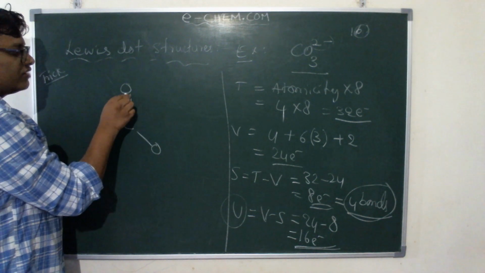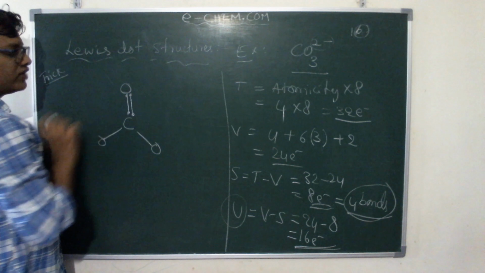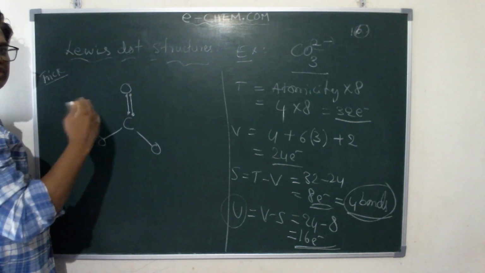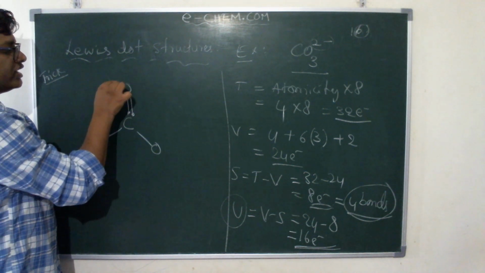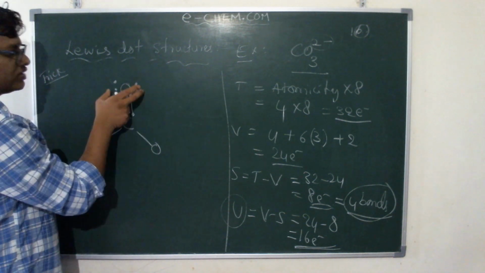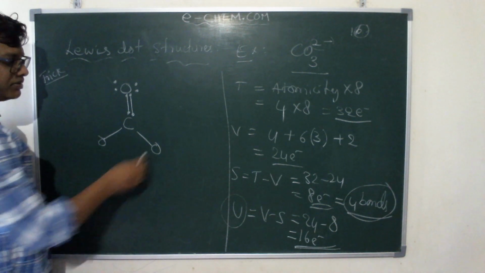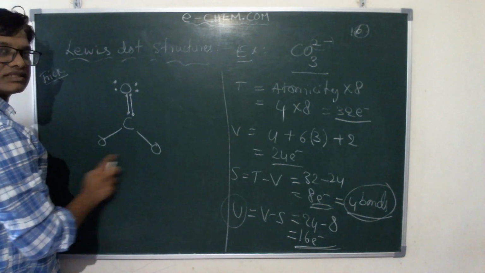So total number of electrons how many? Here 2 and then here 2. Total 4 electrons are already there. To finish the octet for this oxygen, I require 4 more electrons. So among 16, 4 electrons I shared here. Remaining 12 electrons are being shared to these 2 oxygen atoms.